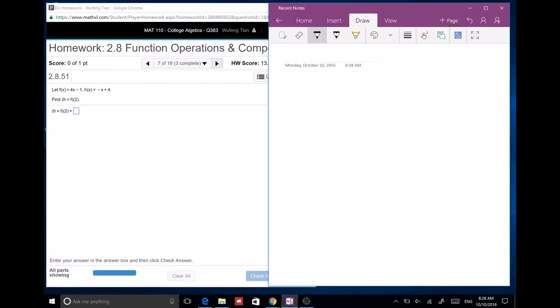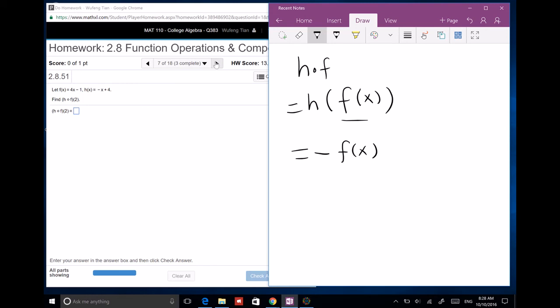Okay, so this is h of f. Basically, this means h of f(x). f(x) is the input to h. Then we plug it in. So h is negative x, so basically you change the x into f(x).